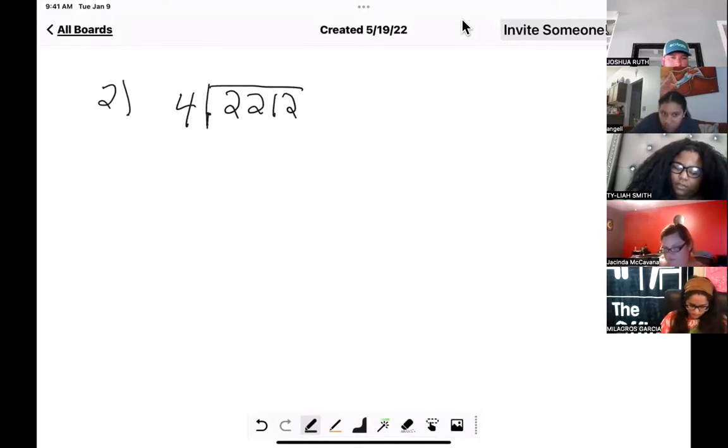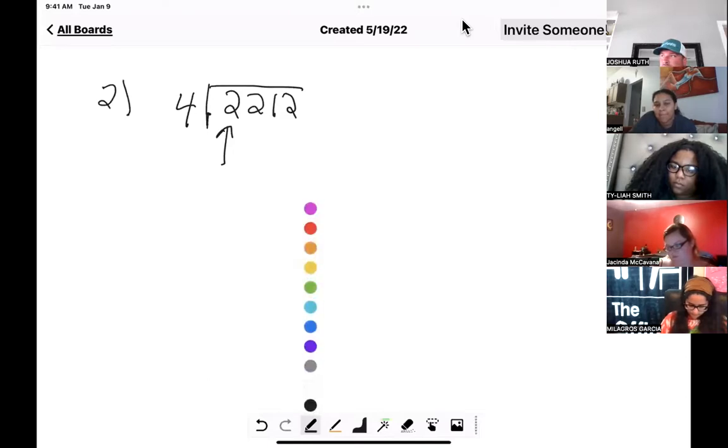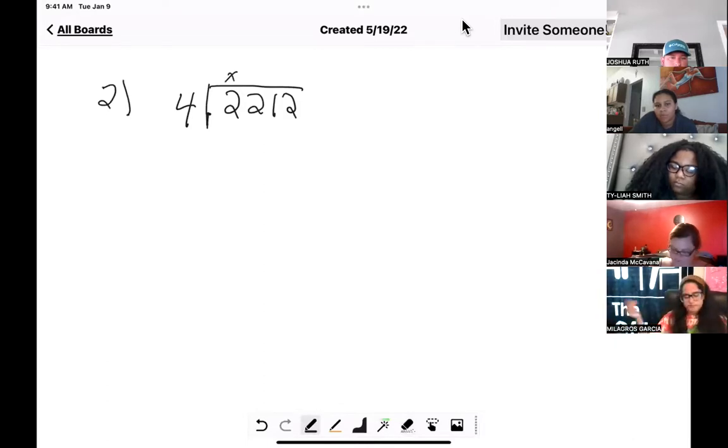So you have to do each digit. So I look at the 2. Don't write that arrow. That's so you can see what I'm talking about. But can I divide 4 into 2? No, 2 is smaller than 4. So I can't divide into it. There's nothing times 4 that's going to give me 2, right? It's too small. Just like when subtracting, we had to borrow if it was too small. We're not going to borrow, but it just means I have to move on to the next digit. If you want, you could put an X here and know that that didn't work.